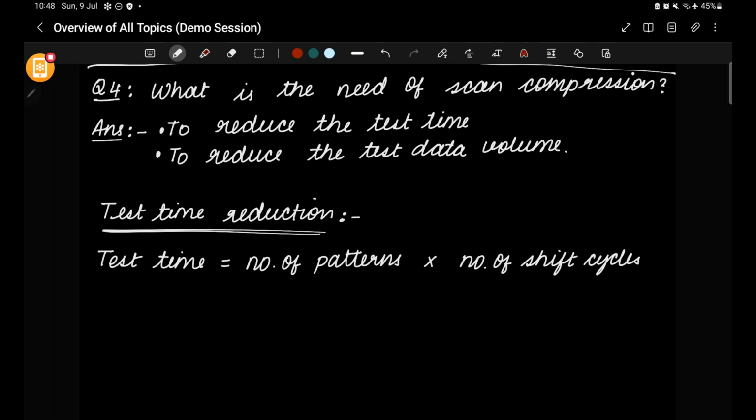So the formula for test time is number of patterns into number of shift cycles per pattern into clock period of scan.